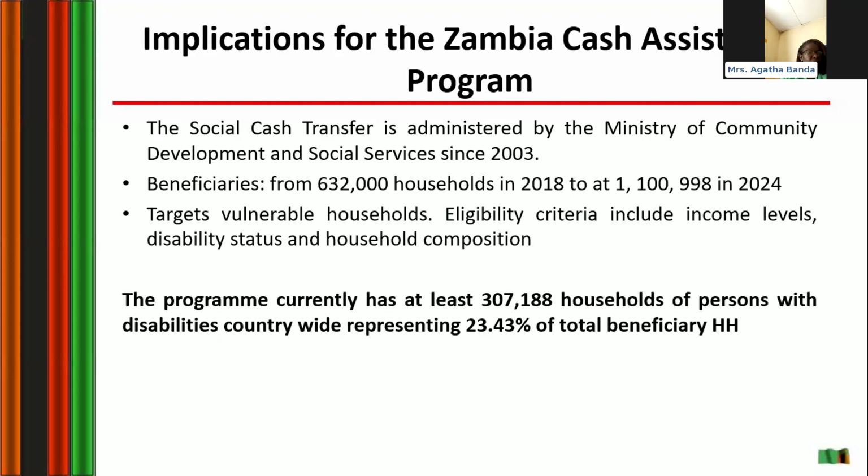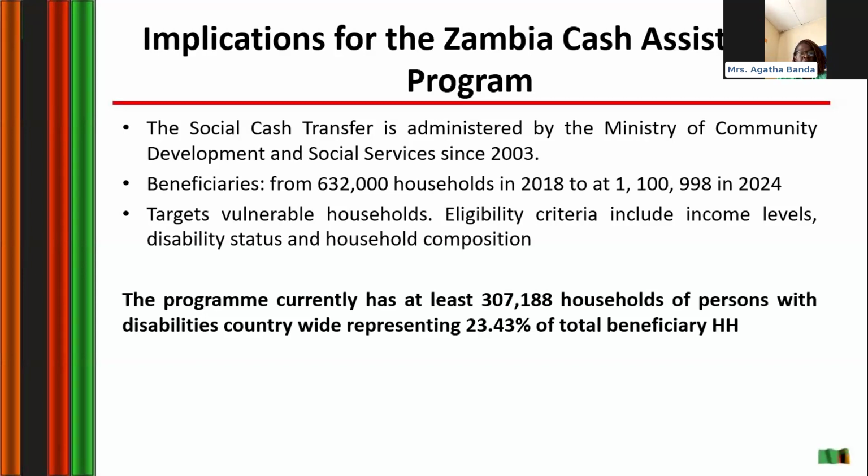So the nature of the program is that previously we saw a few households under the program. I wish to mention that the program itself does not target individuals, but households. For example, in 2018, we had about 632 households on the program. But we have seen an increase since then, and currently we have over 1 million households on the program.